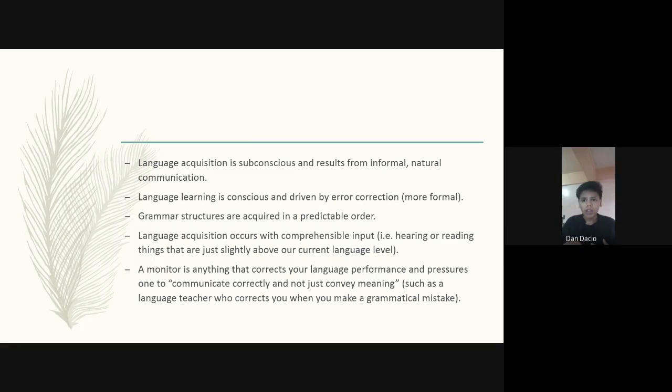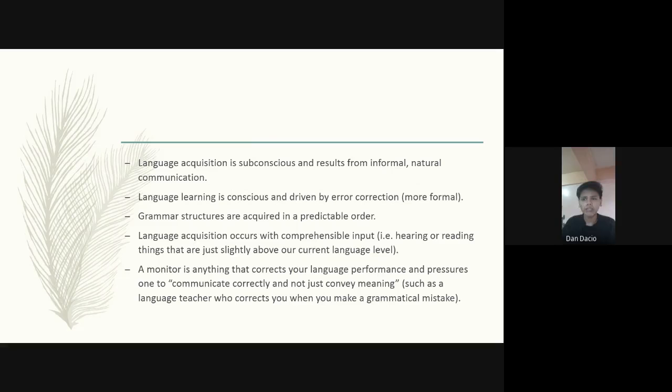So natututo ang isang estudyante kapag nagkakamali siya. Siyempre, kapag nagkakamali, tuturuan mo or itatama mo yung pagkakamali ng estudyante. So, natututo siya sa ganoong paraan. Pwede tayong matuto sa ganoong way.